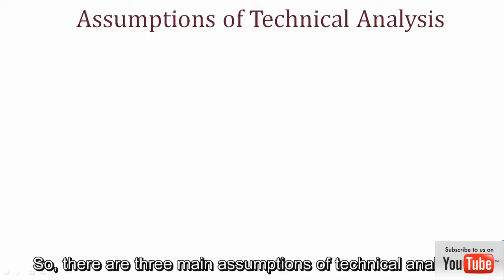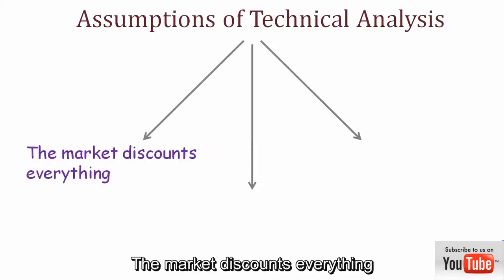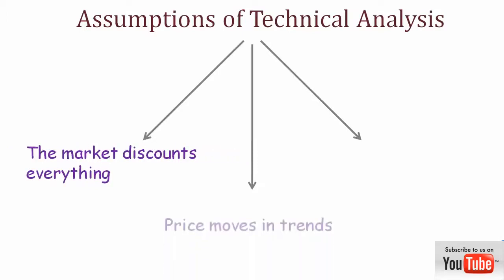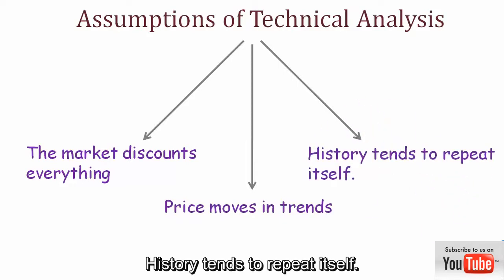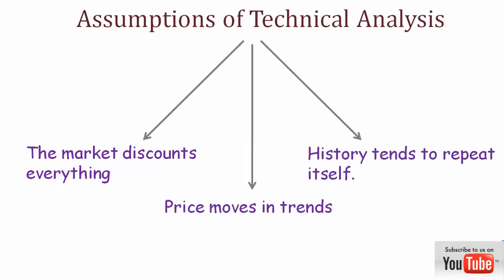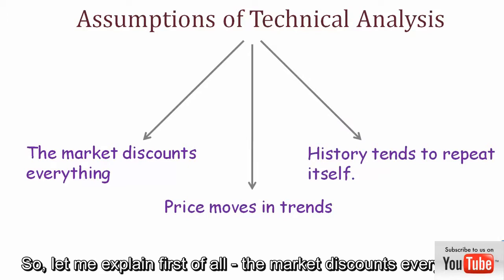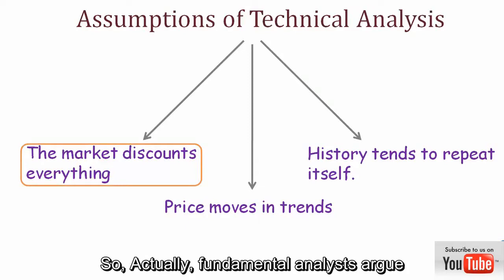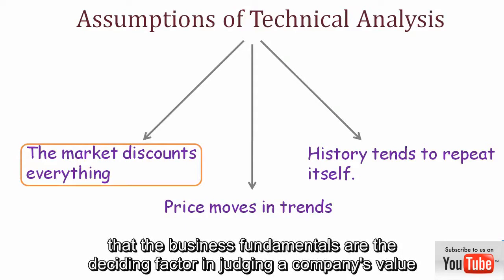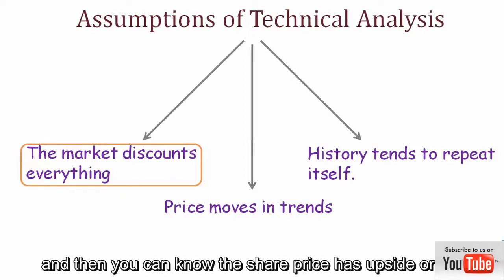There are three main assumptions of technical analysis, and these are: the market discounts everything, second, price moves in trends, and the third, history tends to repeat itself. So let me explain first the market discounts everything. Fundamental analysts argue that the business fundamentals are the deciding factor in judging a company's value, and then you can know whether the share price has upside or not.